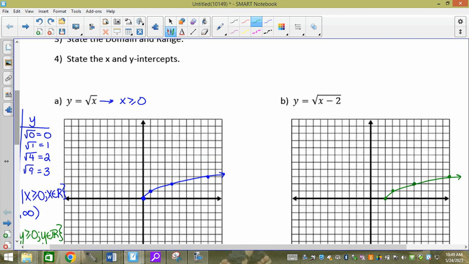So let's talk about this. We know we have a horizontal translation 2 units right.